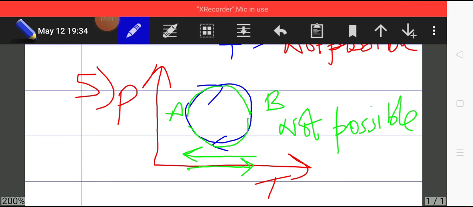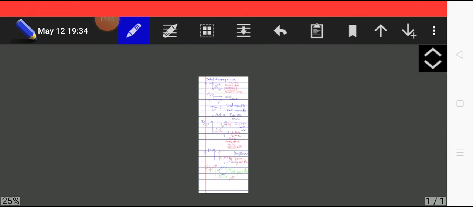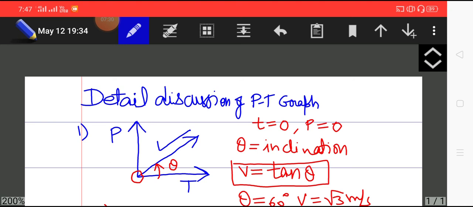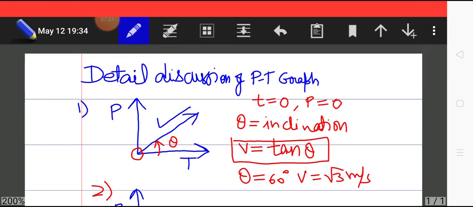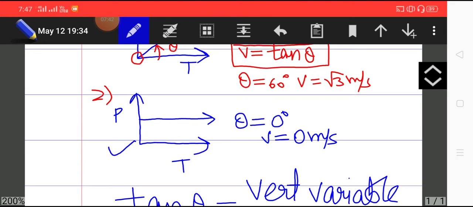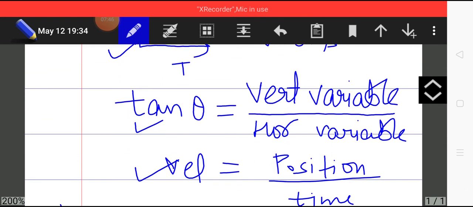So these are the 5 cases for your position-time graph which we have discussed so far. Here is a brief revision: in the position-time graph, the tangent of inclination gives us velocity, and for a line parallel to the time axis, theta is 0, which indicates a stationary object, and velocity is equal to 0.